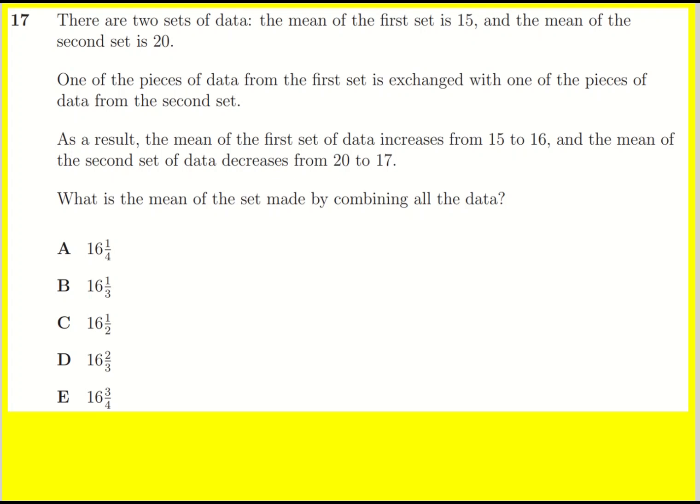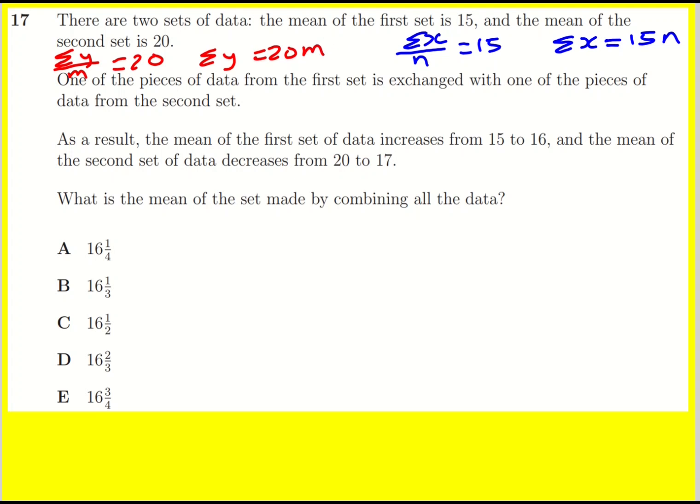I wasn't quite sure how to do this question at first, so I just thought, let's write down what we know. I'm going to say that I'm summing x for the first one. I'm going to divide by some number of data points, n, and that's going to equal 15. And that means the sum of all my data from the first set is going to be 15n. And then for the second, it's going to be very similar. The sum of y, let's say, over m is going to equal 20. So the sum of y is going to equal 20m. So I'm going to go for it step by step now.